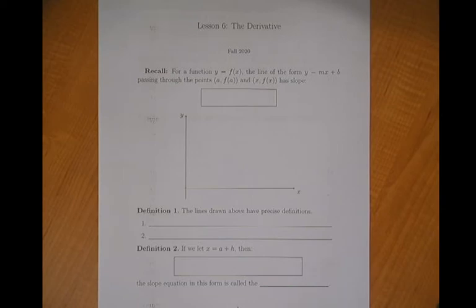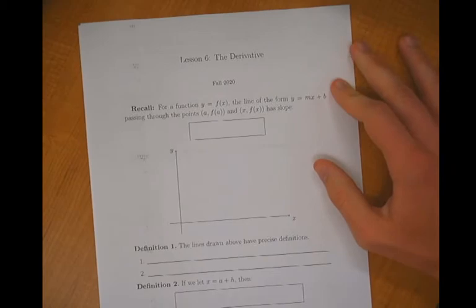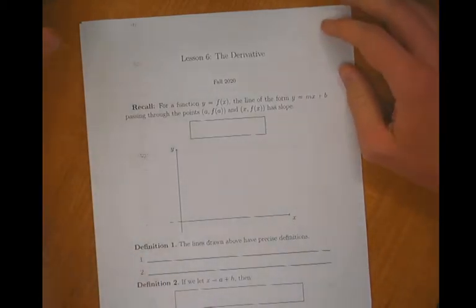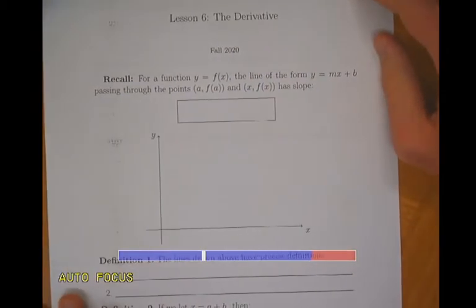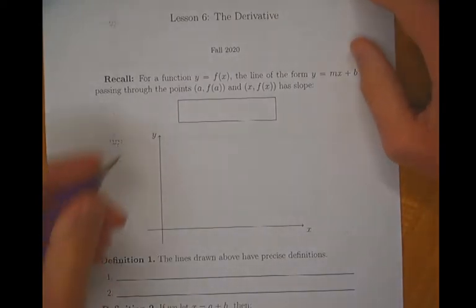All right. So let's talk about the concept that we're going to be seeing for basically now until late October, early November, something along those lines. It's called the derivative. To give you some context as to what the derivative does, we have this function y equals f of x. The line of the form y equals mx plus b, passing through the points a comma f of a and x comma f of x, has slope what?